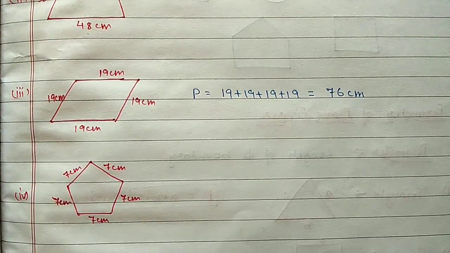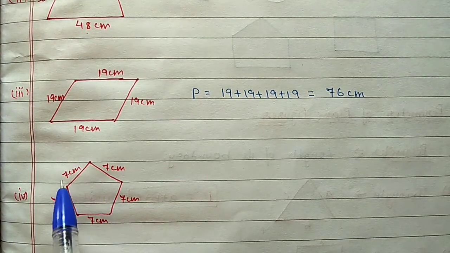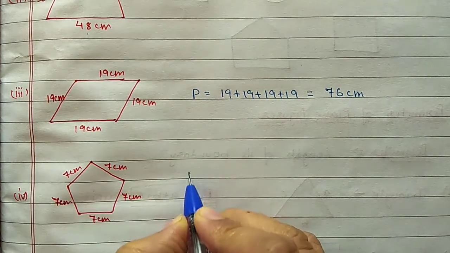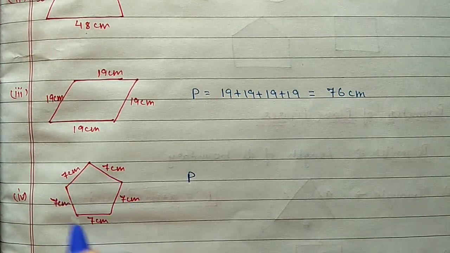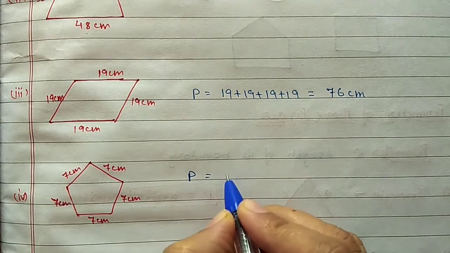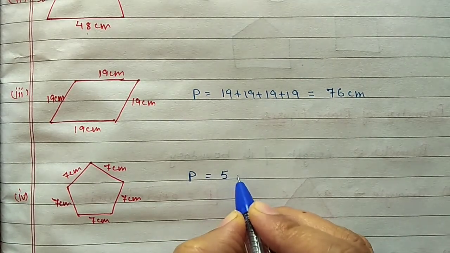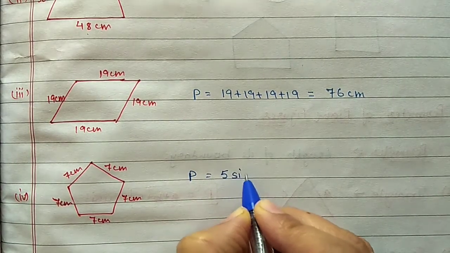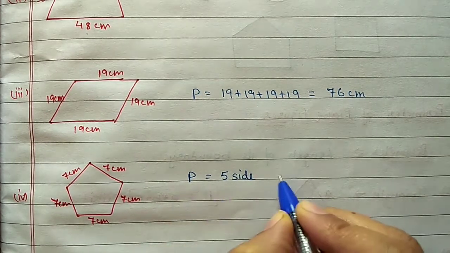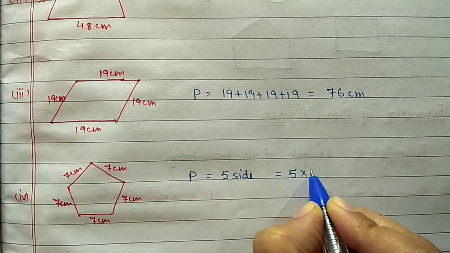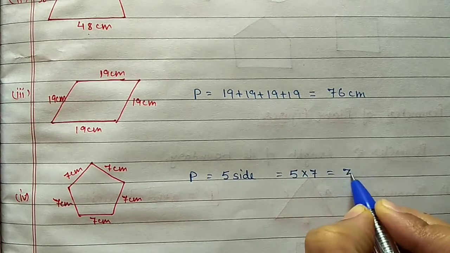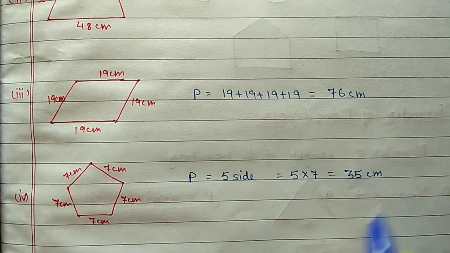Next, the fourth figure is a pentagon. 5 sides are there and all the 5 sides are equal. So you can add 7 plus 7 plus 7, or you can use the formula 5 into a, the side. Each side is equal to 7 centimeter. So 5 into 7, you get 35 centimeter.